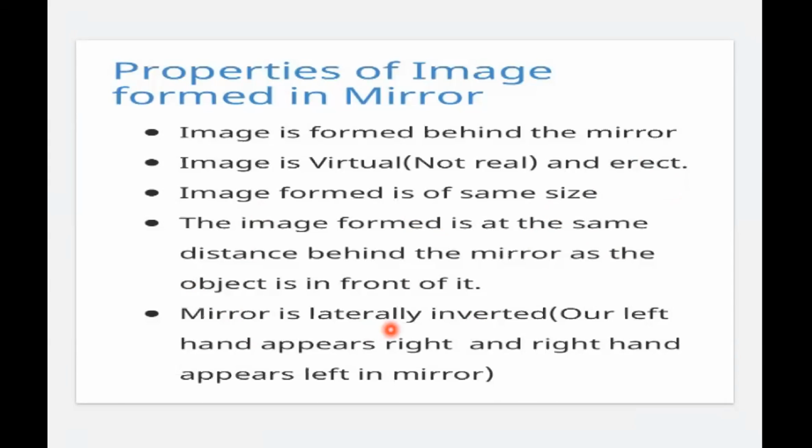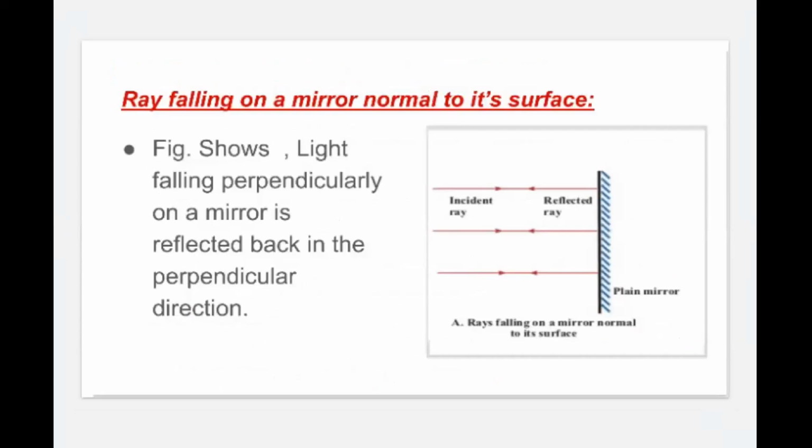The mirror image is laterally inverted, which also means that our left hand appears to be right and right hand appears to be left in the mirror. This point we will be studying in detail in the latter part of this session. We will have a quick recap of these three topics that we studied in the previous lecture.